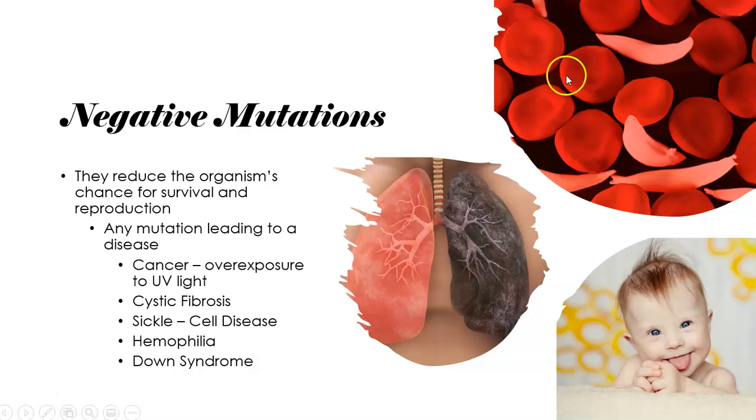Right here is a healthy, normal red blood cell. But these sickled blood cells have this weird shape that sometimes they get stuck and don't allow enough blood to circulate through the body. Hemophilia and Down syndrome. Down syndrome is a chromosomal mutation. They have 3 chromosomes numbered 21. So some are negative mutations.